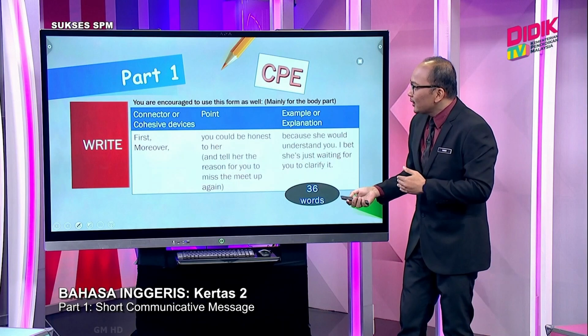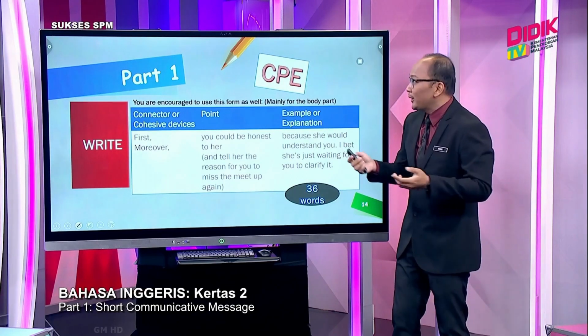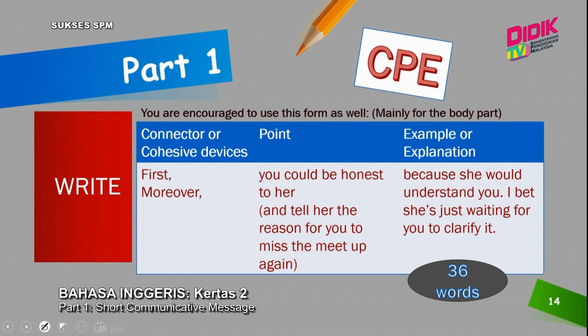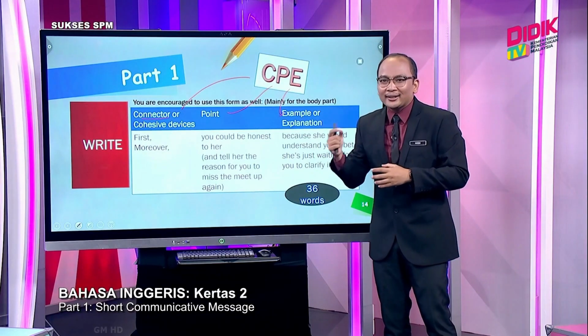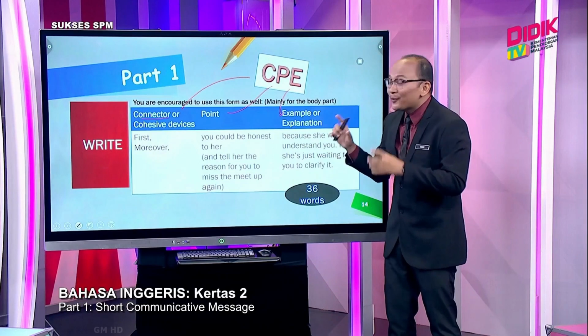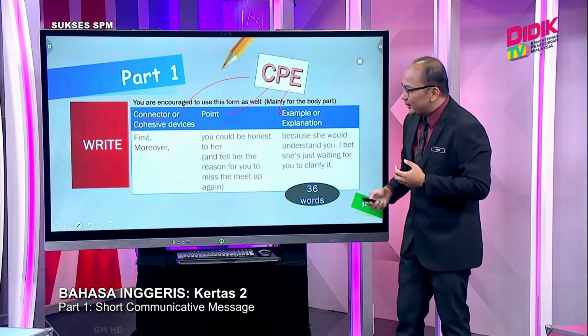And how can we actually write? This is also one of the techniques that I like to introduce to our students. Try to use CPE. It's an acronym: C for connectors or cohesive devices, P for point, and E for example or explanation. Students out there, you are encouraged to use this form, mainly for the body part. Because for me, I believe in content. I know some students focus more on the introduction and conclusion. For me, I really suggest to everybody, please focus on the body, because that is where the marks come from. So these are examples that I would suggest to everybody.